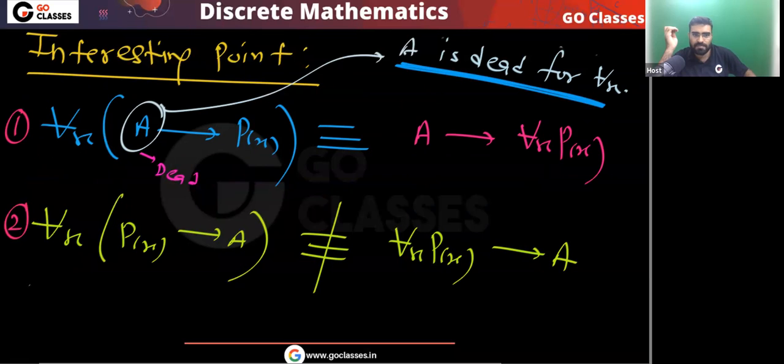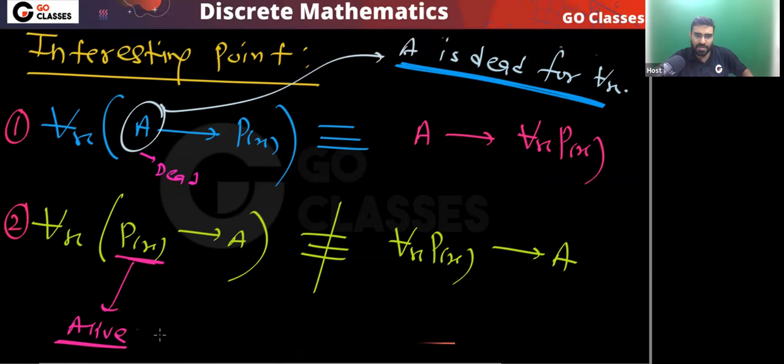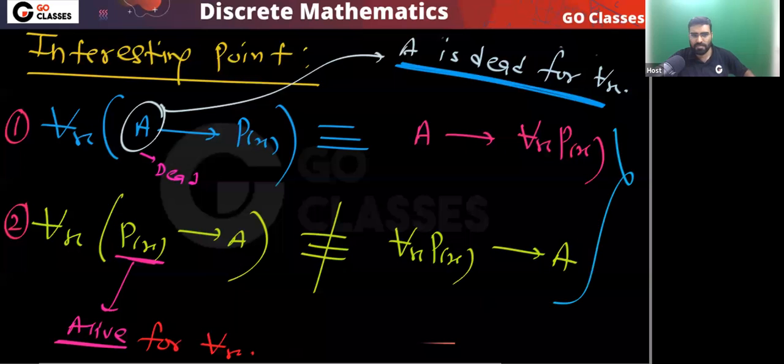But here this is alive, right? Can I say this is alive for all x? So you cannot jump. So don't jump. Anyway, you don't have to remember. You can just prove them.